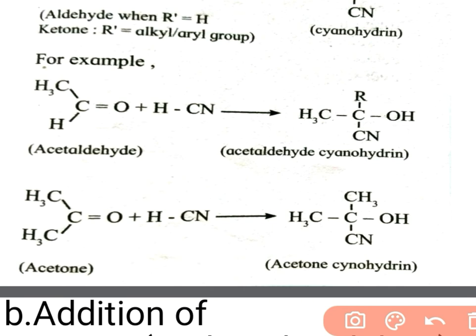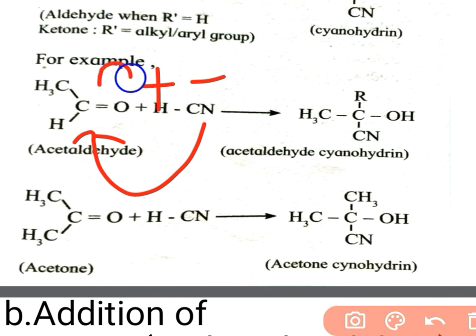See here, H plus CN minus. This CN minus will attack the carbonyl carbon, and the bond between carbon and oxygen shifts towards oxygen, and oxygen will become O minus. This O minus is then attacked by the hydrogen of HCN, and it gives the final product, acetaldehyde cyanohydrin.